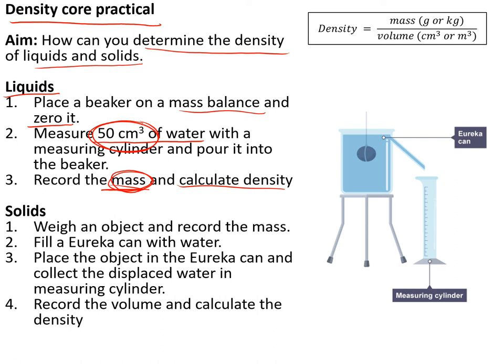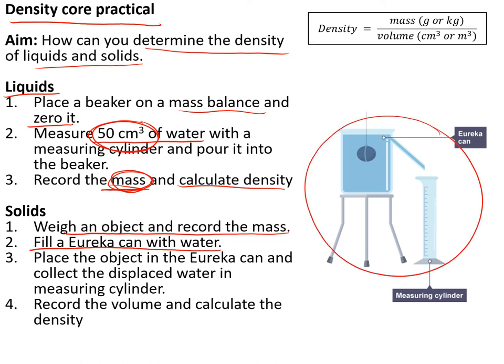For solids, it's a little bit more difficult because solids can't just be poured into a measuring cylinder. So what we did there was we took an object and we weighed it and we recorded the mass of the object. Okay. Then we filled a Eureka can with water. Now this here is a Eureka can. The idea is it's got this little downwards facing spout. And once you fill it up with water to the level of the spout, the water runs out of the spout, so you cannot fill it.